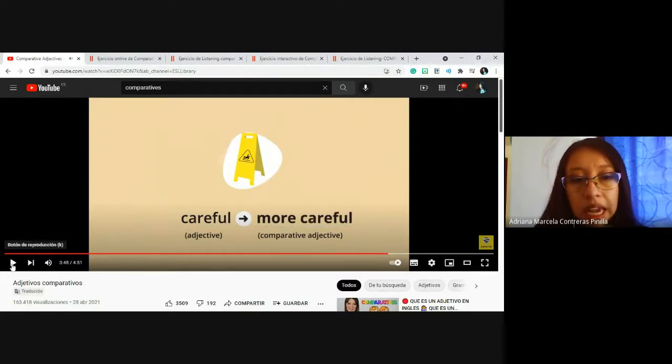In this case, careful has two syllables. Remember the syllables in English: you don't divide them by how many letters you have. You divide them by the sound. Careful has two syllables. That's why we say more careful.